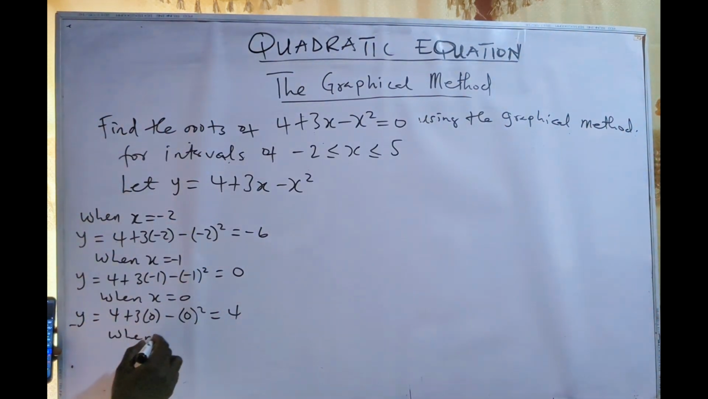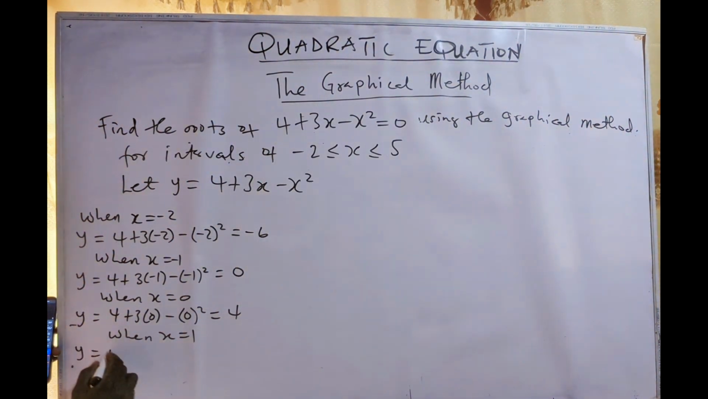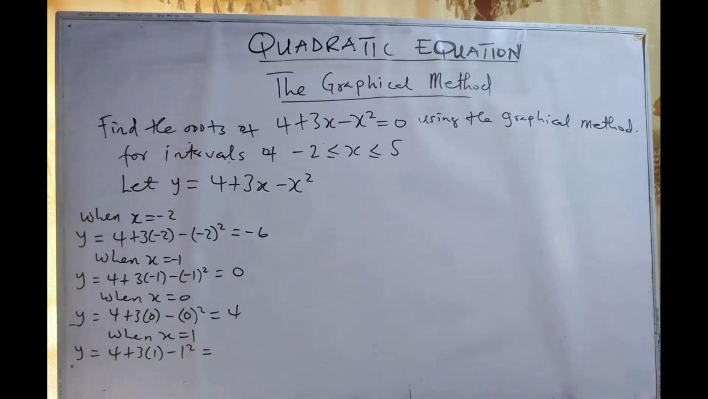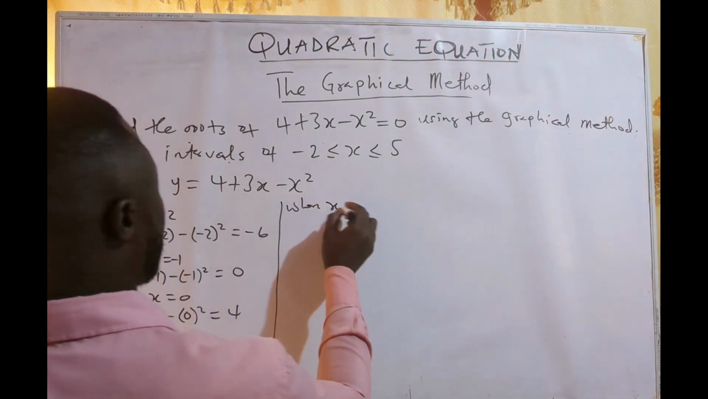Okay, and when x is equal to 1, then we have 4 plus 3 times 1 minus 1 squared. So 4 plus 3 times 1 minus 1 squared will give us 6. Okay, so when x is equal to 2, then y will be equal to 4 plus 3 times 2 minus 2 squared. Okay, so when x is 2, we get our y to be 6.